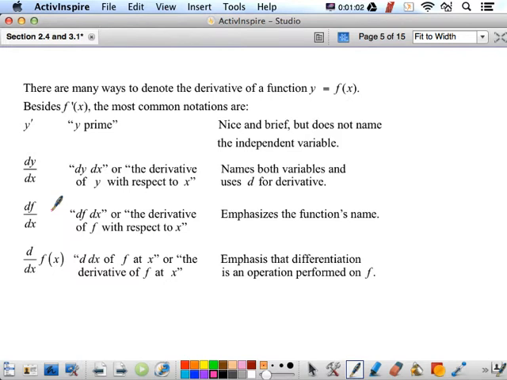We know that f of x, g of x, h of x are all just taking the place of y. So y is very general, and these get more specific. If we write d dx of f at x, or the derivative of f at x, this emphasizes that differentiation is an operation performed on f. This is also the notation typically used to give generic formulas for the derivative, because we will be learning a lot of shortcut rules for derivatives as they get more complicated, so that you don't have to use the limit process every time. So when we give you a generic formula, you will often see it notated this way.